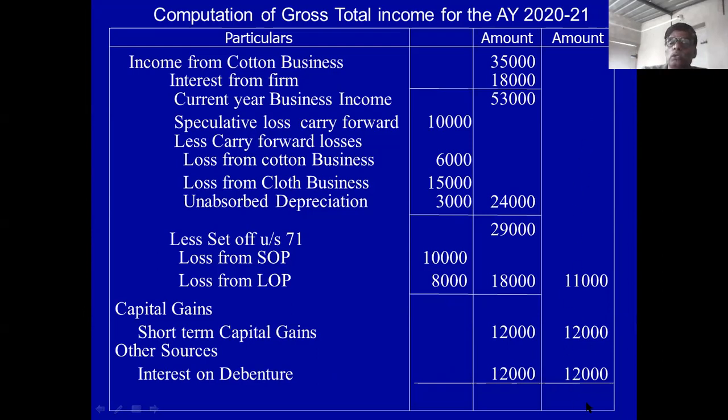Now you take the total. Total is 35,000 rupees. This 35,000 rupees is called gross total income. This is the process of set off. And below the table, you write whatever carry forward losses are there.